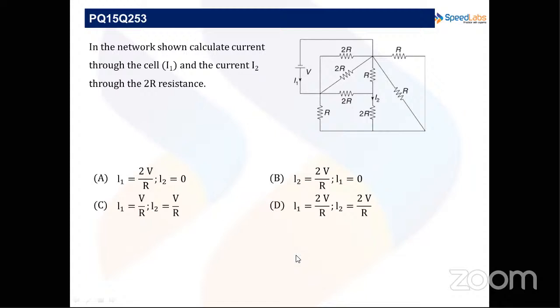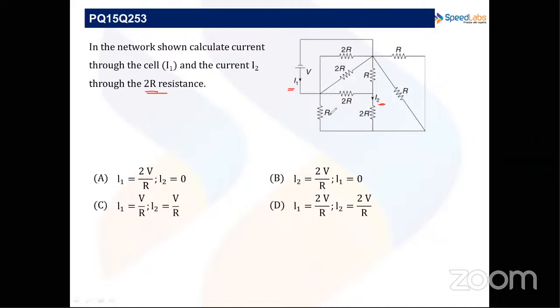This question is a little different, interesting. In the network shown, calculate the current through the cell. So the current I1 is going from the cell, we have to calculate that, and the current through the resistance 2R, which is shown here, we have to find how much current passes through 2R.